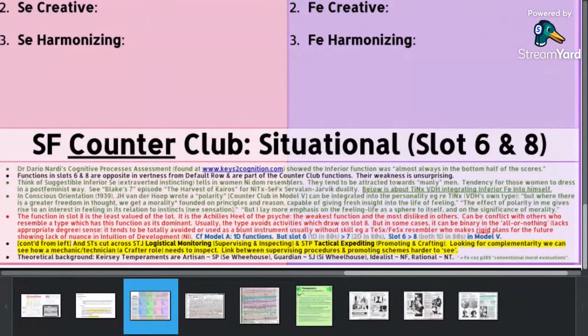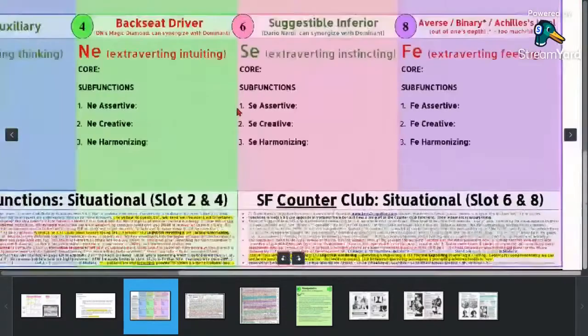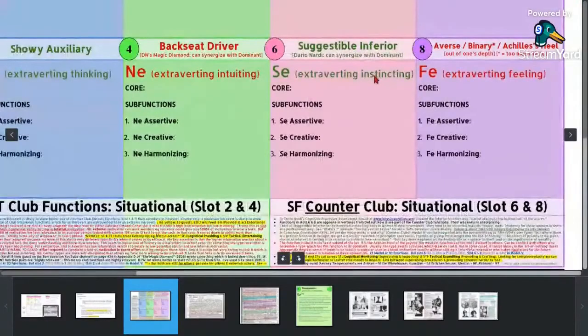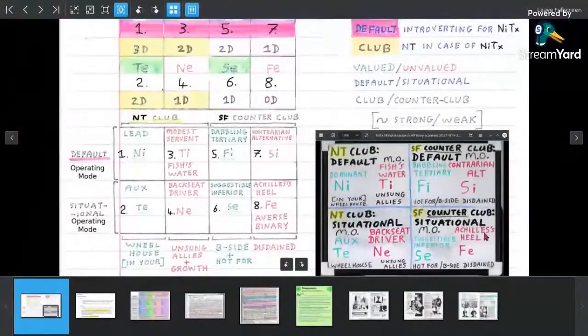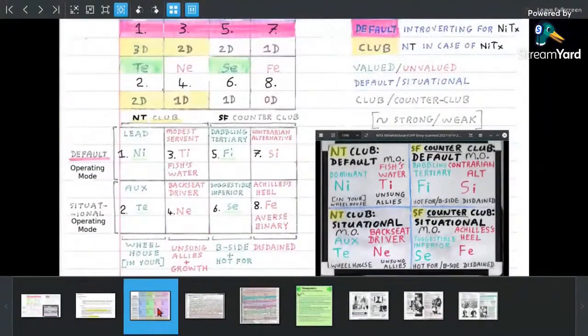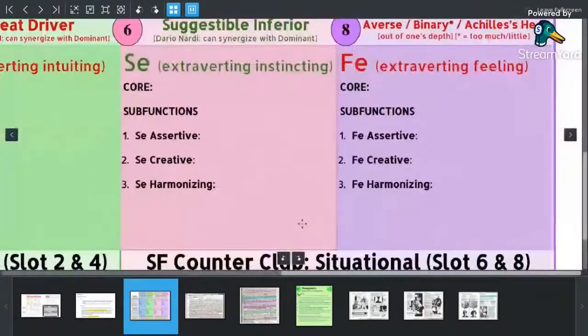Dario Nardi's cognitive processes assessment found at keysofignition.com showed the inferior function was almost always in the bottom half of the scores. Functions in slots 6 and 8 are opposite invertness from default row and are part of the counter club functions. Their weakness is unsurprising. That's those two, 6 and 8. It's that lower corner. I know my right from my left. There's no need to say it.